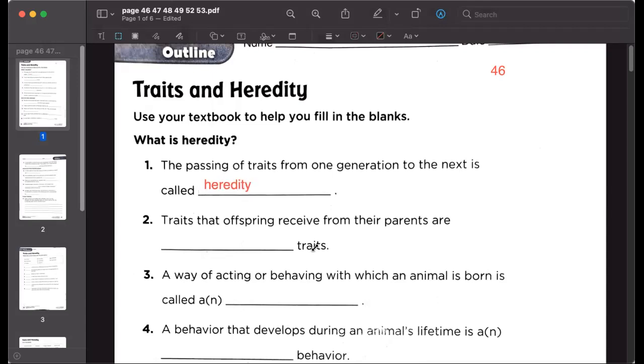Okay, now next move to the second one. And don't forget to see the spellings, okay? The second option is here: traits that offspring receive from their parents are dash traits. Inherited. Only you increase one word here in heredity.